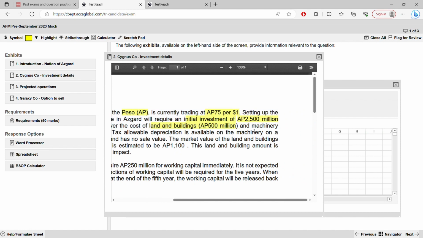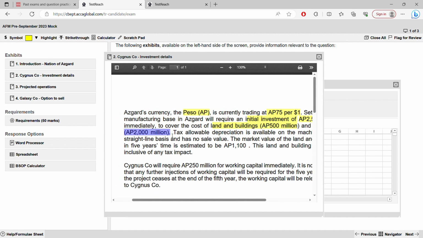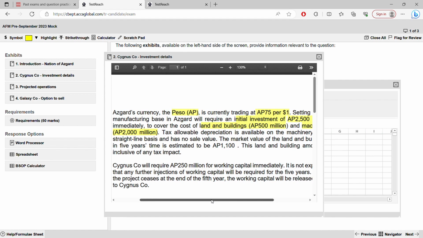Okay, machinery, wait. Machinery is AP 2000 million. Everything is in million, okay? Now, tax allowable depreciation is available on machinery on a straight line basis and has no sales value. So when you divide this, you have to divide 2000 by 5, which is going to be 400. Okay?